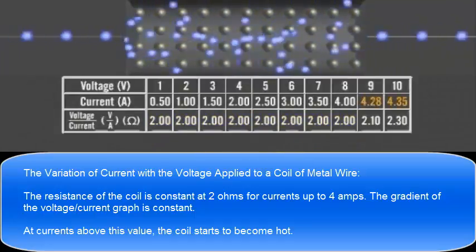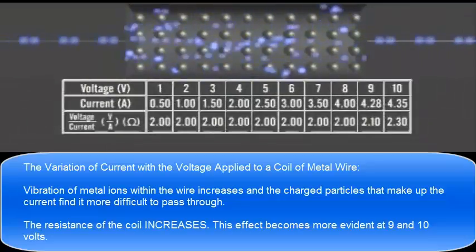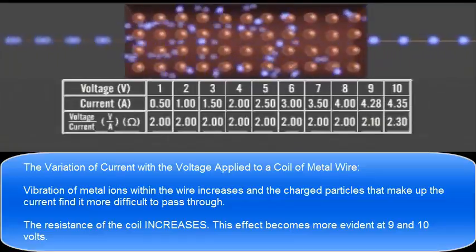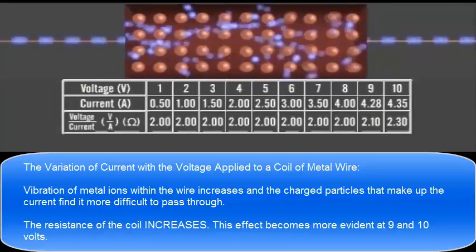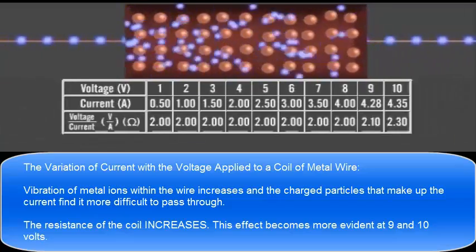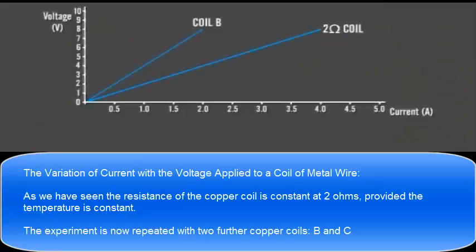At currents above this value, the coil starts to become hot. Vibration of metal ions within the wire increases, and the charged particles that make up the current find it more difficult to pass through. The resistance of the coil increases. This effect becomes more evident at 9 and 10 volts. As we have seen, the resistance of the copper coil is constant at 2 ohms, provided the temperature is constant.